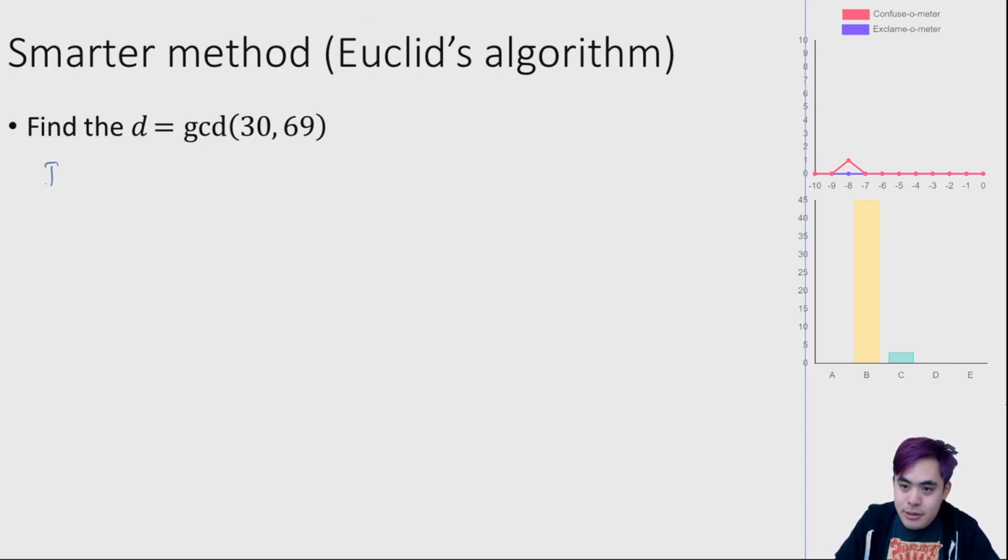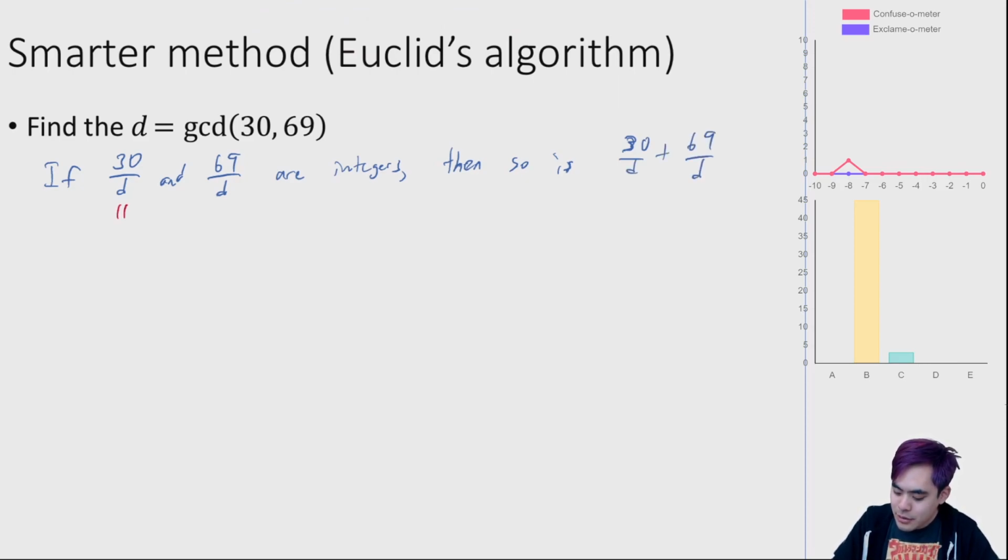So notice that if 30 divided by d and 69 divided by d are integers, then so is 30 divided by d plus 69 divided by d, right? Because you can think of this as two different numbers, say x and y. Well, if those are integers, then x plus y, x minus y, 2x plus y, x minus 3y, etc. are integers. Not necessarily positive, they might be negative, but we're going to ignore that for now.